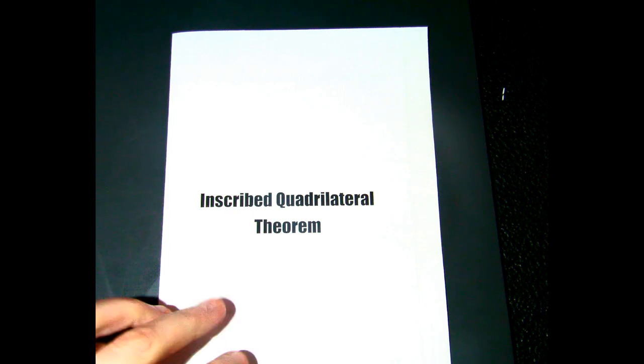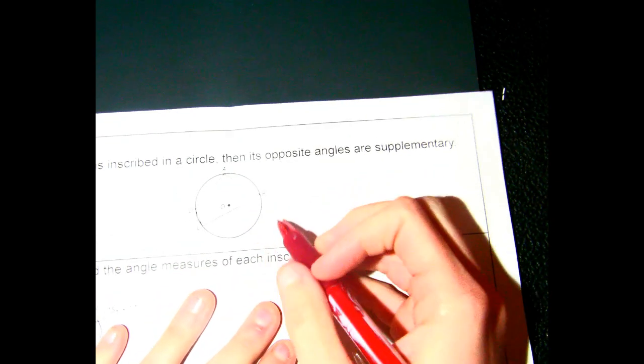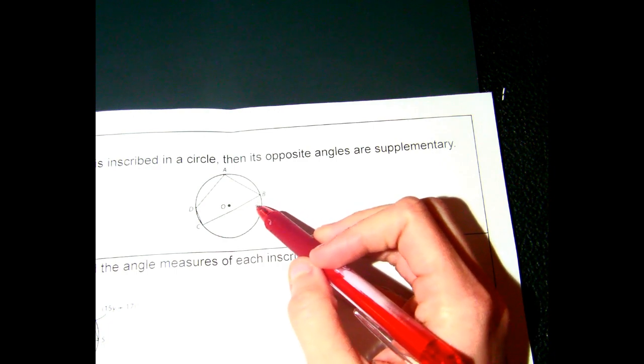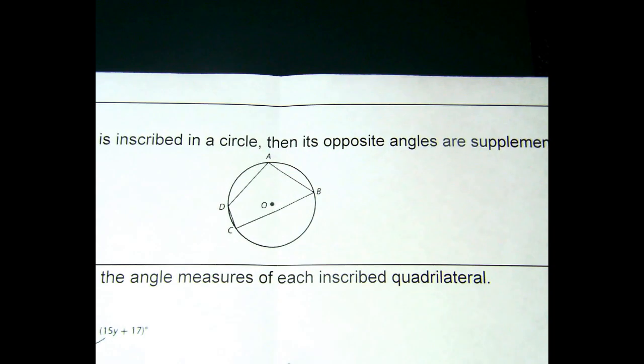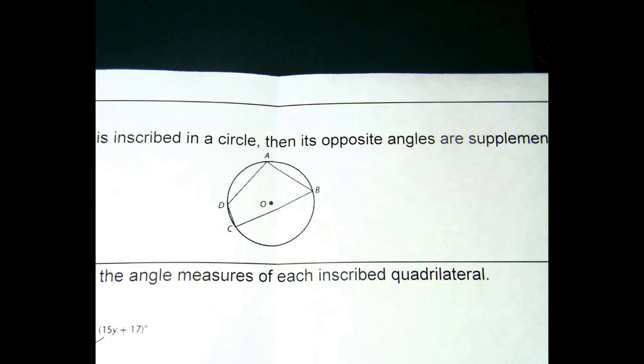Unlike yesterday, you only have one theorem to worry about today, and that's the inscribed quadrilateral theorem. It is kind of what it sounds like. An inscribed angle yesterday was an angle that touched. Well, an inscribed quadrilateral is a quadrilateral that touches all four vertices on the circle edge. So here are the four that touch.